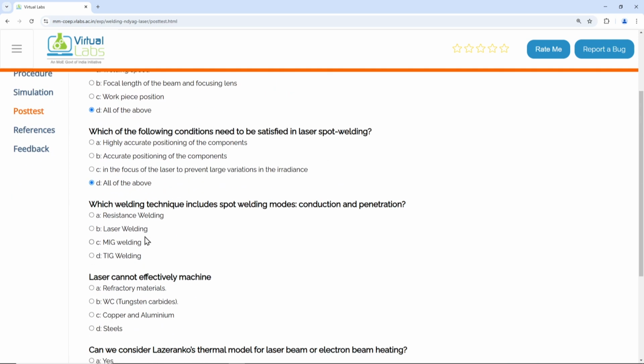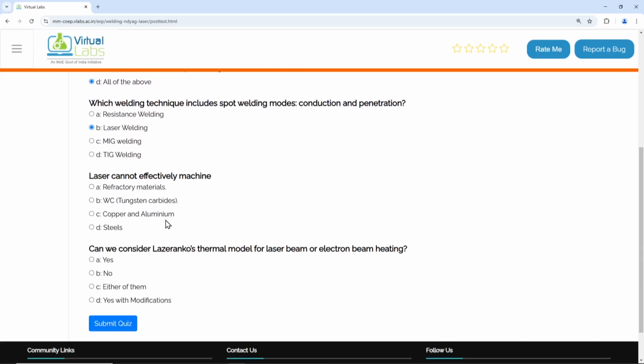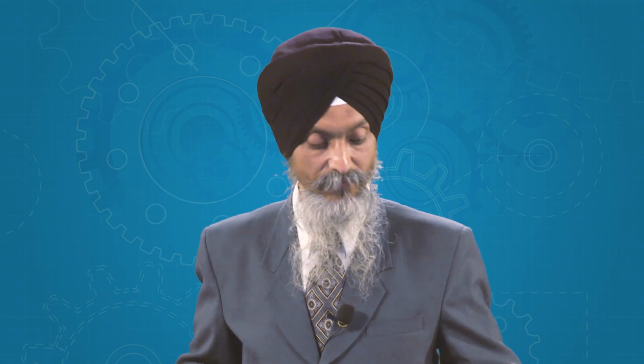Which welding technique includes spot welding modes, that is conduction and penetration? Resistance welding, laser welding, MIG welding, TIG: laser includes both conduction and penetration. Laser cannot effectively machine copper and aluminum, that we have also seen in the previous post test questions, because copper and aluminum both are very shining. So, the laser reflection is there.